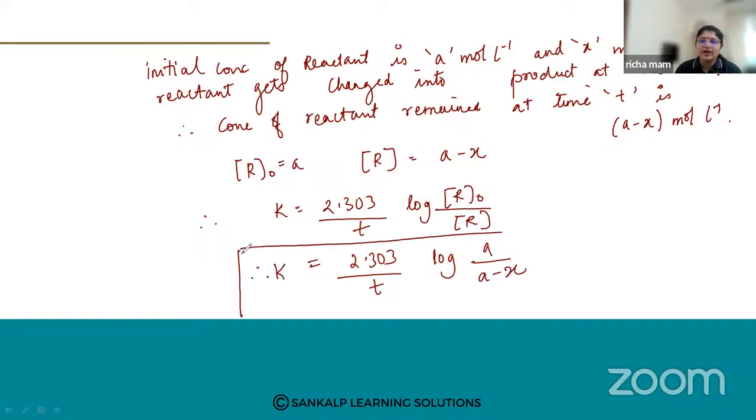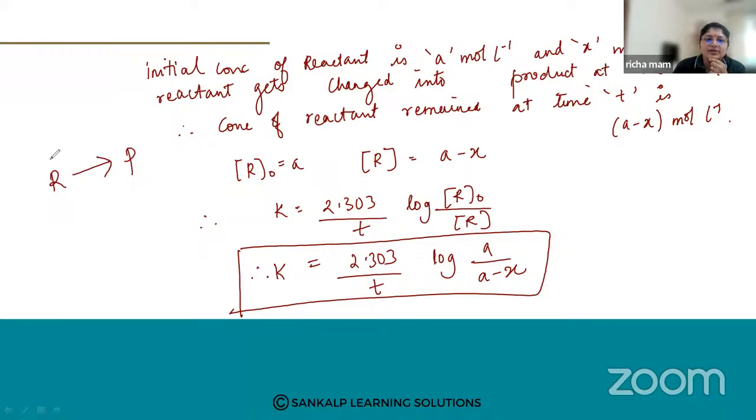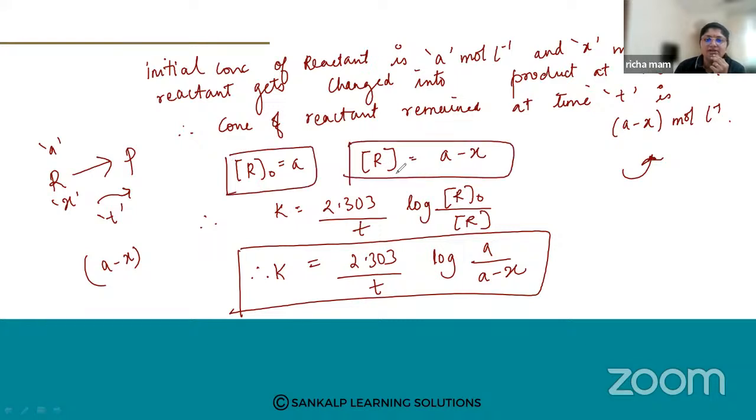So this is when the initial concentration of the reactant is A mole per liter and X moles of reactant are getting changed. So from the initial concentration A, X moles of the reactant are getting changed into the product at time T. So T is the time taken. How much concentration of reactant remains at time T? It will be A minus X. So after some time T, this much is reacted and the initial is this much. If you put these values in your first order equation, you're going to get this particular equation.